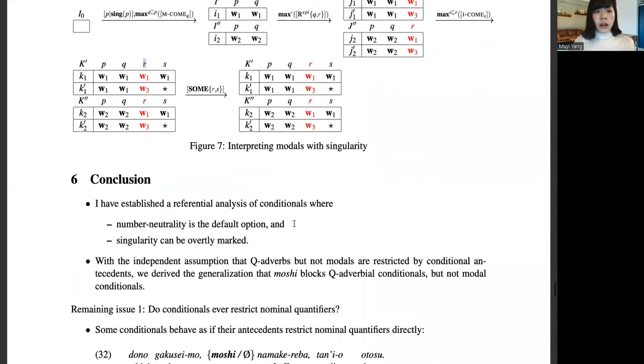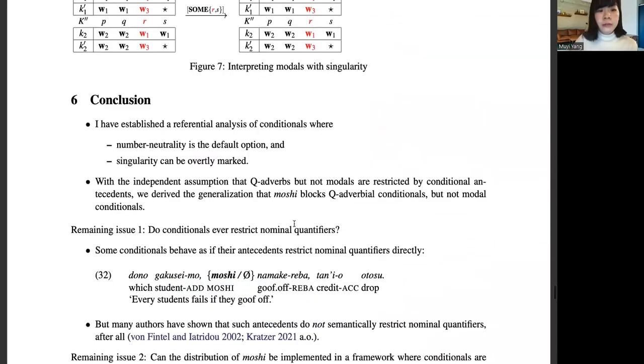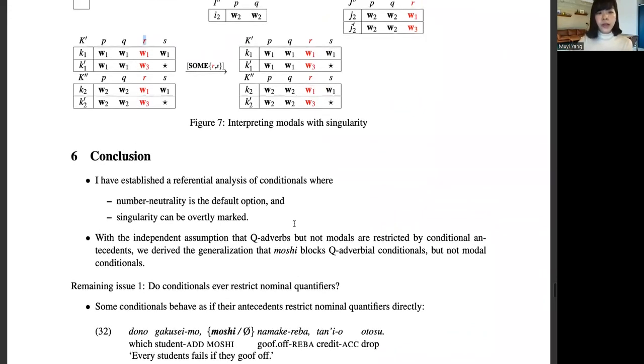Okay, let me conclude. I hope I have established a referential analysis of conditionals where number neutrality is the default option and singularity can be overtly marked. In addition, with the independently motivated assumption that Q adverbs but not models are restricted by conditional antecedents, we derived the generalization that MOSI blocks Q adverbial conditionals, but it does not block modal conditionals.